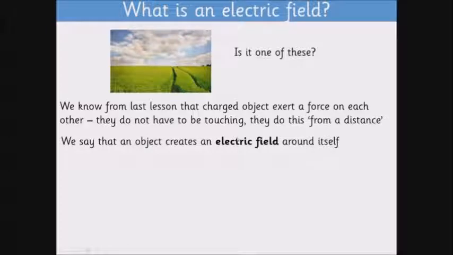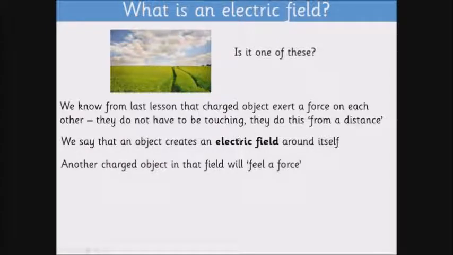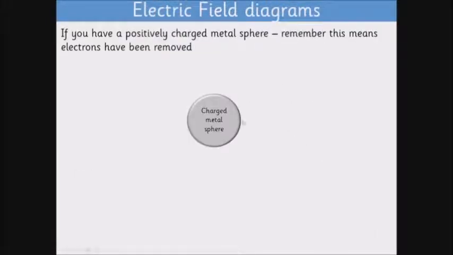So something that is charged has an electric field around it, and any charged object that is put into that area will feel a force. That area is what we mean by the electric field. Alright, so if you're positively charged, this means that electrons have been removed. If you imagine this metal sphere is positively charged, so let's make a note, it's got fewer electrons than it should have, so electrons have been removed.